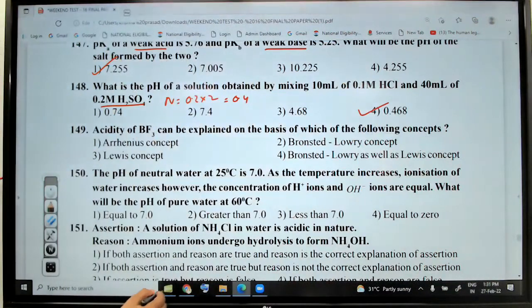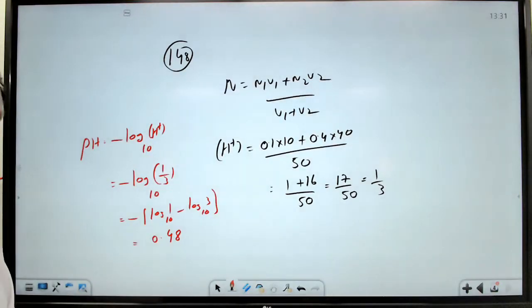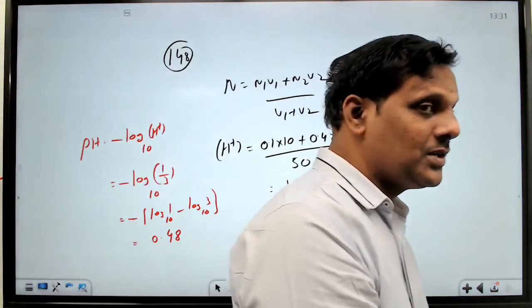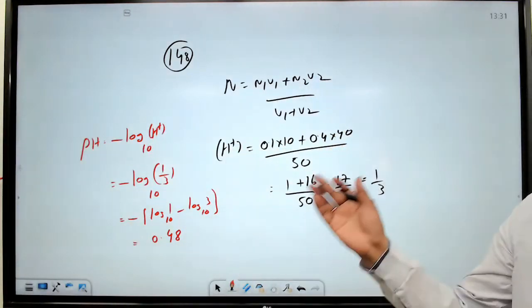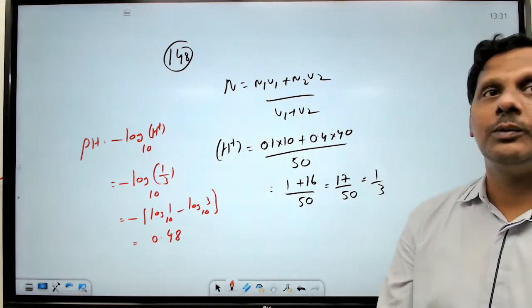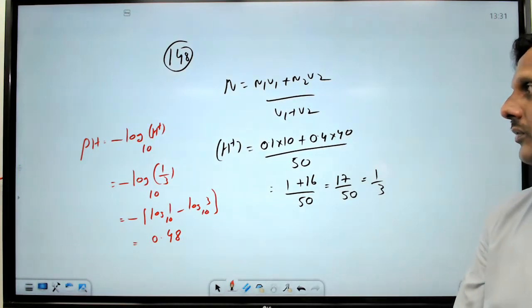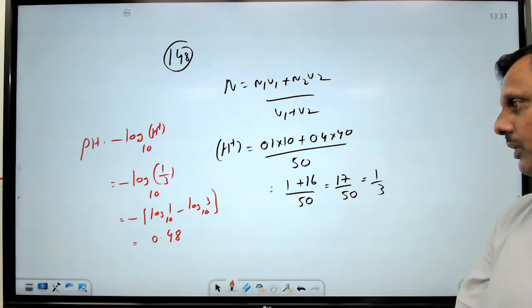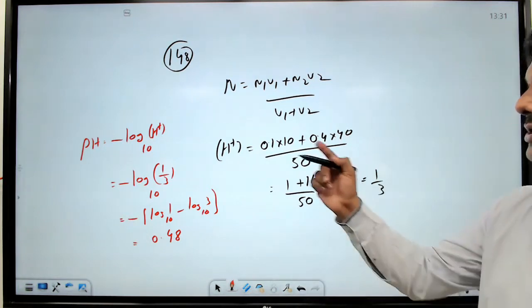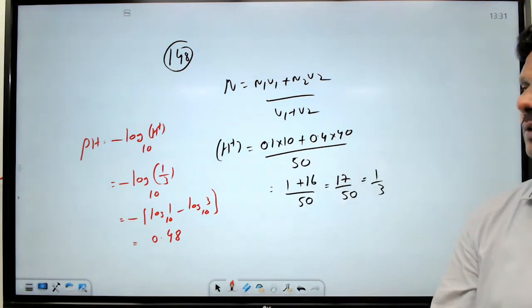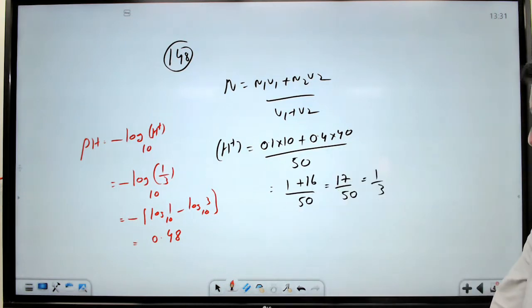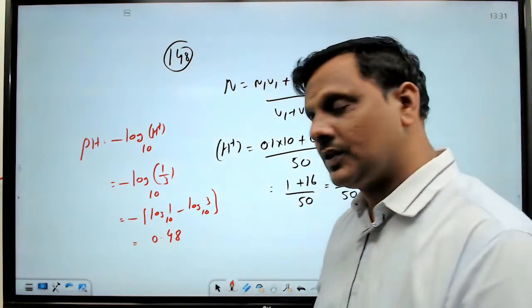Once again, you can check it. Both are acids. The formula for the resultant normality is N1 V1 plus N2 V2 divided by V1 plus V2, which gives the total H plus ion concentration. We get the H plus concentration and then calculate pH. So pH is equal to negative logarithm of H plus ion concentration. This is very simple.